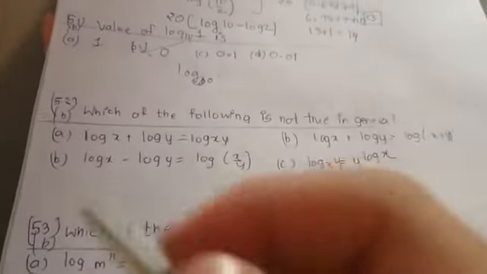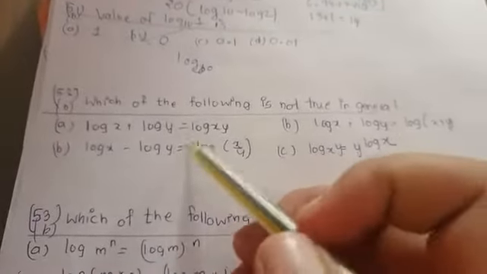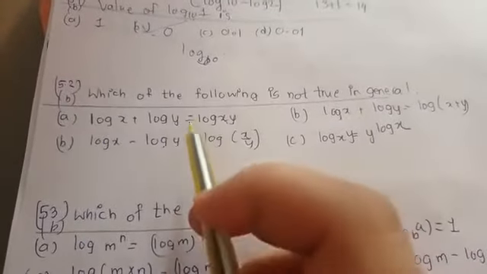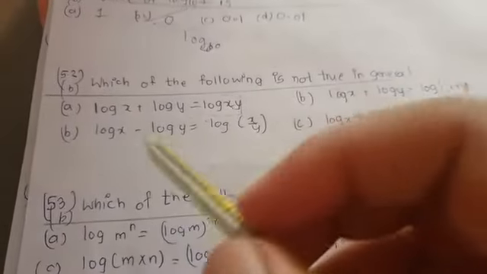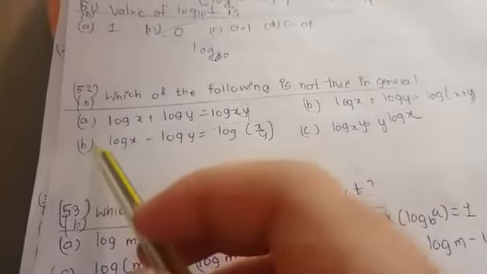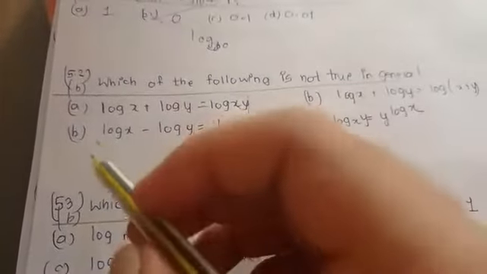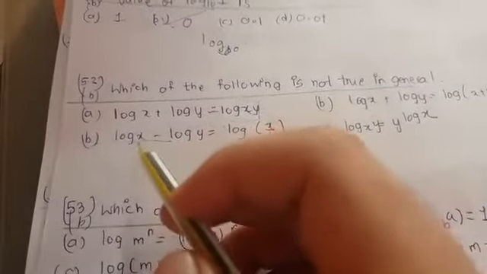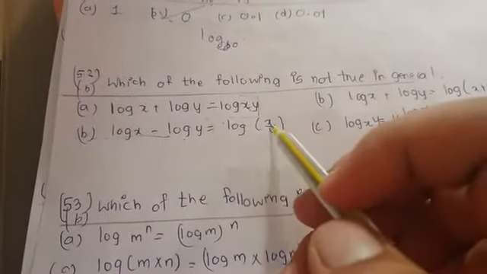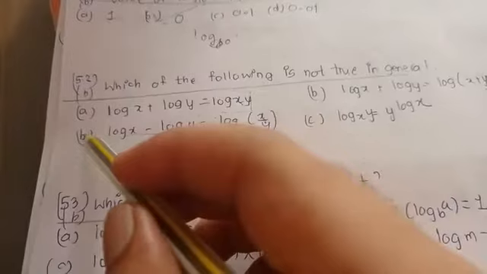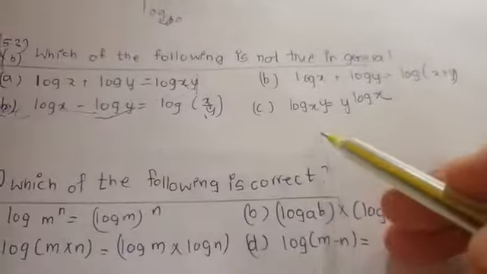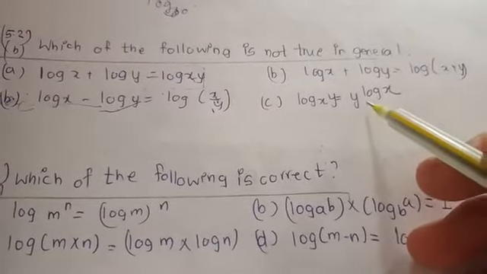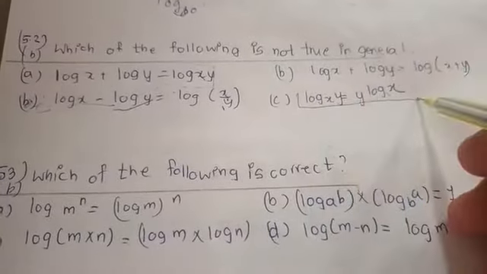52nd question. Which of the following is not true in general? Now we find that option A, log x plus log y is equal to log xy. It is a fundamental property or a fundamental result of log. So this is always true in general. Second, if we look at option C, log x minus log y is equal to log x by y. Now this is also a result in general. So this is also true in general. Now log y to the base x is equal to y raised to log x. This is also a result in general.